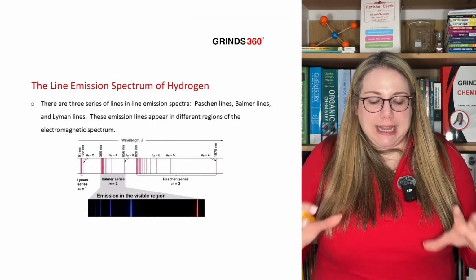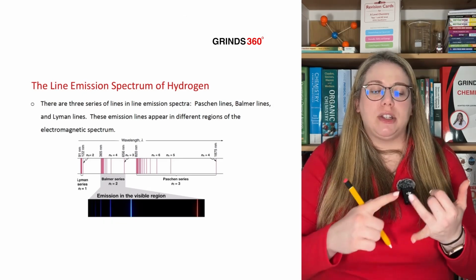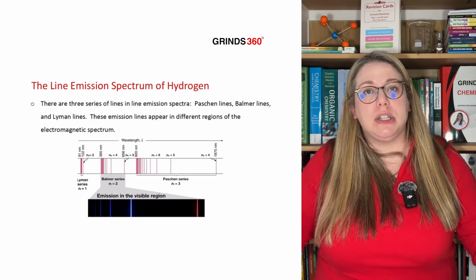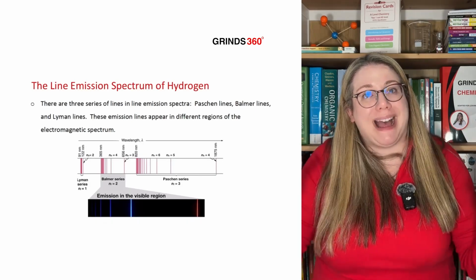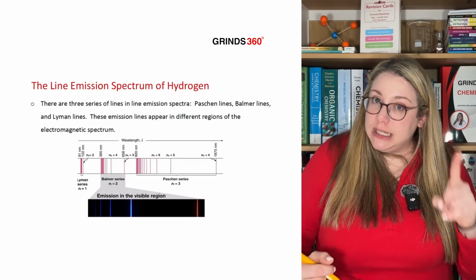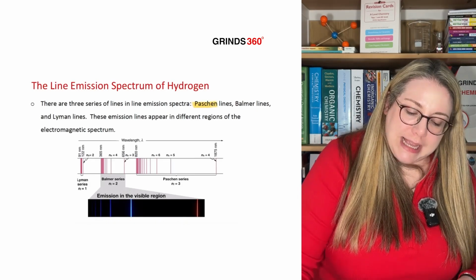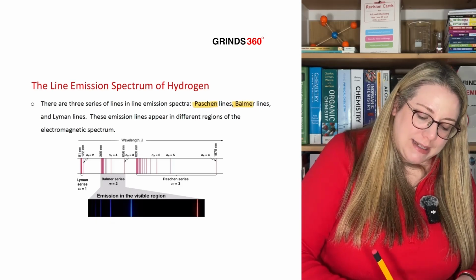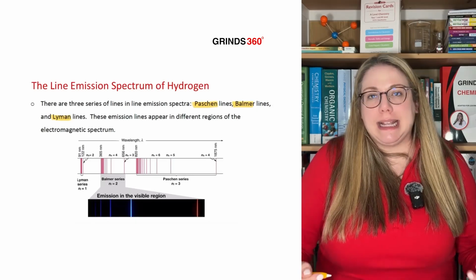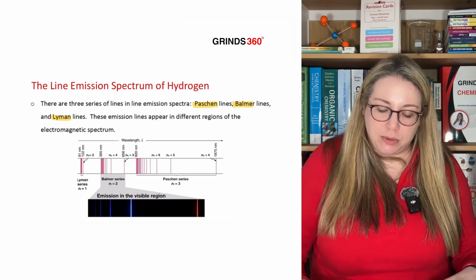Now, this next bit, this is where I find students really struggle. They don't understand what the Paschen, Balmer, and Lyman series are. So I'm actually going to show you the full line emission spectrum of hydrogen and split them into the bands for you. There's 3 series of lines in the line emission spectrum of hydrogen. It's specific to hydrogen. And the names of them are Paschen, P-A-S-C-H-E-N, Balmer, and Lyman. These emission lines appear in different regions of the electromagnetic spectrum. Technically, our eyes can only see one of them, the Balmer series, because they're in the visible region.